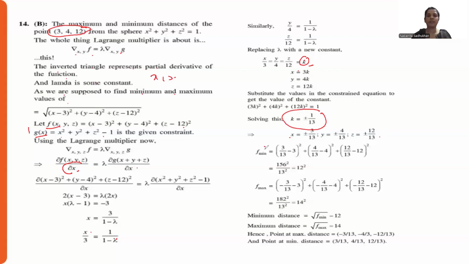So f minimum is going to be what? f minimum is going to be this distance, right? So this is going to be the minimum. And f max will be what? It is going to be this distance. So from there, we can say that the minimum distance is 12 and the maximum distance is 14. The point at maximum distance is going to be this, and the point at minimum distance is going to be this one.